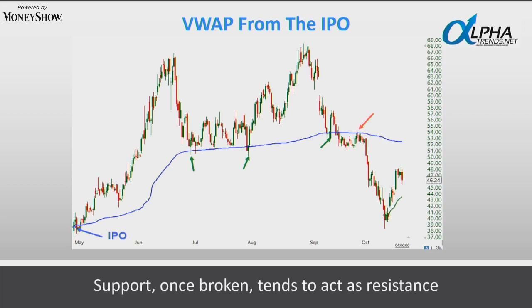So from the IPO, support broken tends to act as resistance. It's pretty basic stuff, but it's based on the actual positioning of the people who own the stock. It's not based on what an analyst said. It's not based on some arbitrary time-based moving average. It's based on the true sentiment. What is the psychology of the average participant in this stock?